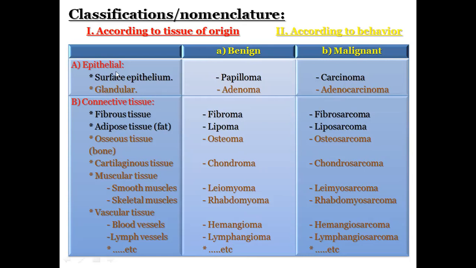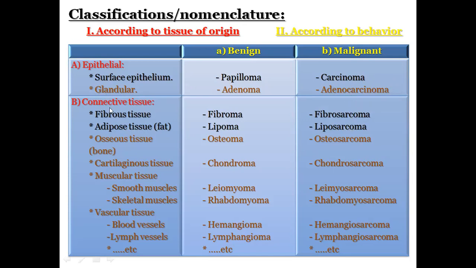Malignant tumors that arise from epithelium have the word carcinoma. Malignant tumors that arise from mesenchymal or connective tissue are called sarcoma. Okay? So when a malignant tumor arises from a surface epithelium, it is named after the type of the epithelium. For example, from the transitional epithelium, it is called transitional cell carcinoma or squamous cell carcinoma. Okay? But if the malignant tumor arises from the glands, in Latin adeno, it is called adenocarcinoma. Carcinoma means malignant tumor from epithelium.